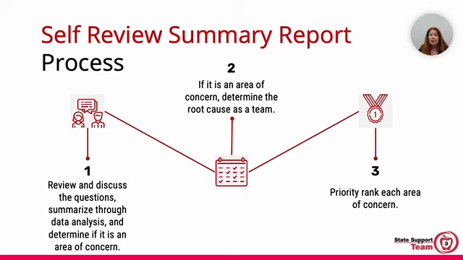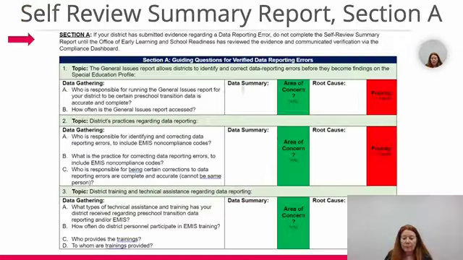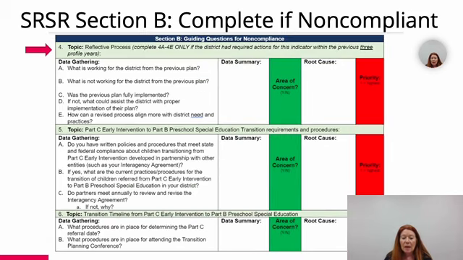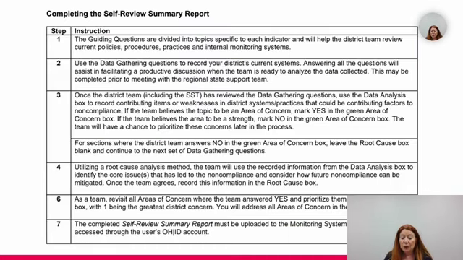Sections A and B of the self-review summary report have different questions, but the process is the same. This is a screenshot of Section A, which is completed only if you have ELSR verified data reporting errors. This is a screenshot of Section B, which is completed if you have non-compliant timelines. You procure the SRSR from your profile. These are the directions for completing the self-review summary report.